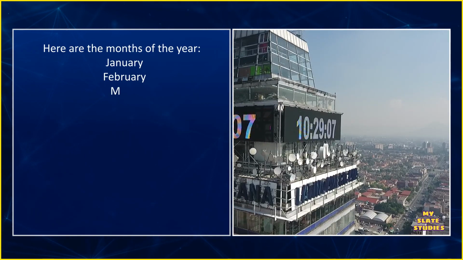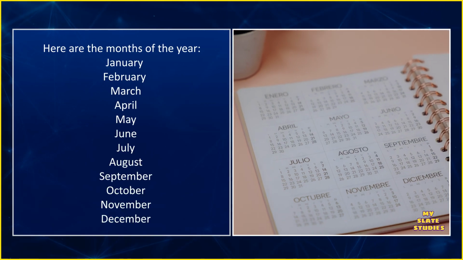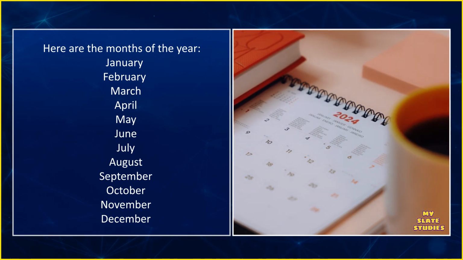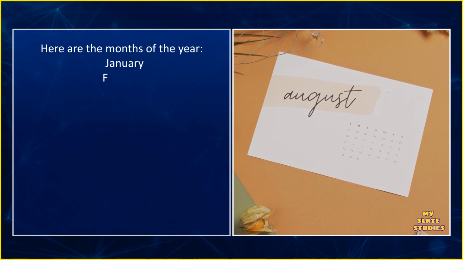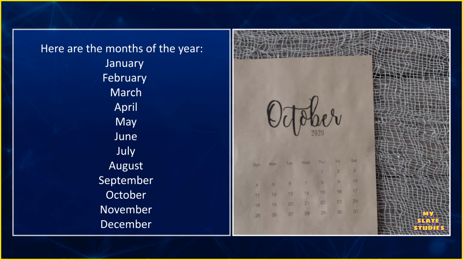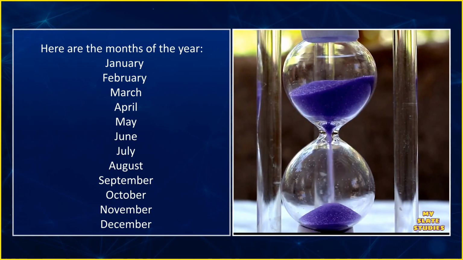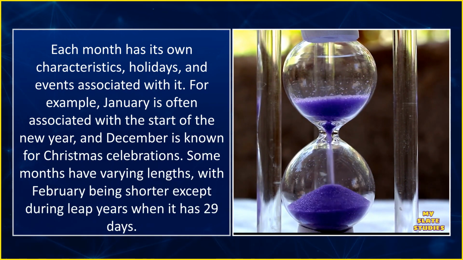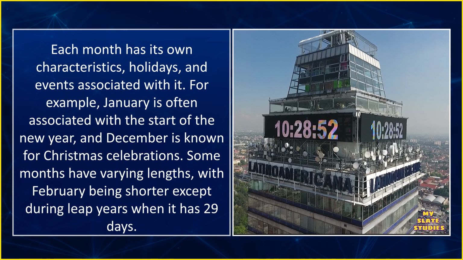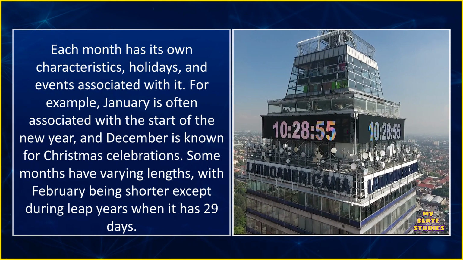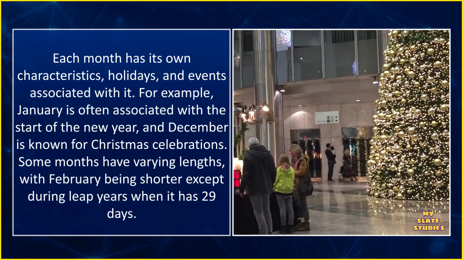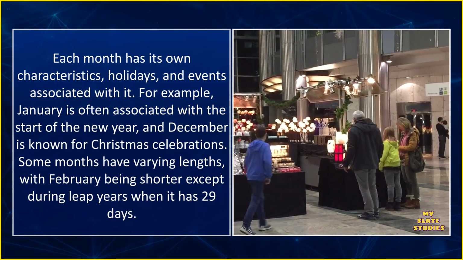Here are the months of the year: January, February, March, April, May, June, July, August, September, October, November, December. Each month has its own characteristics, holidays, and events associated with it. For example, January is often associated with the start of the new year, and December is known for Christmas celebrations. Some months have varying lengths, with February being shorter except during leap years when it has 29 days.